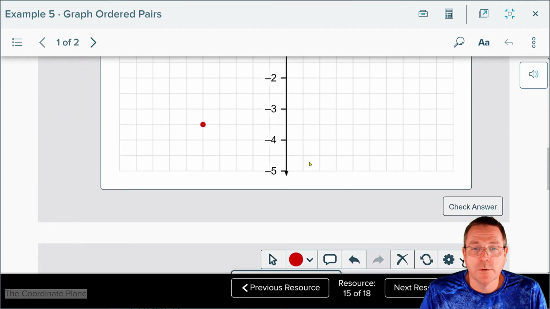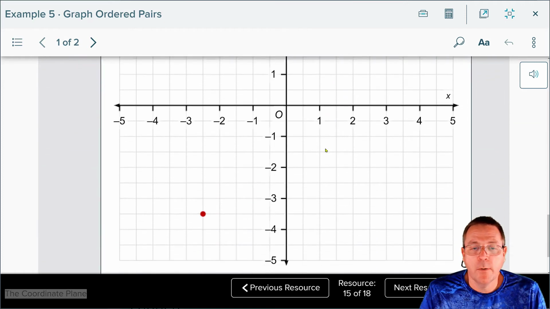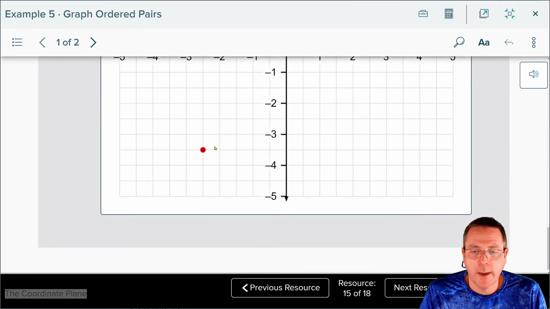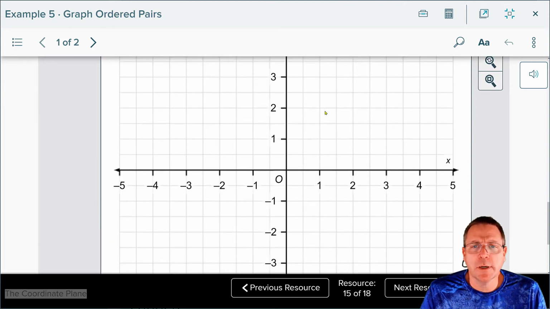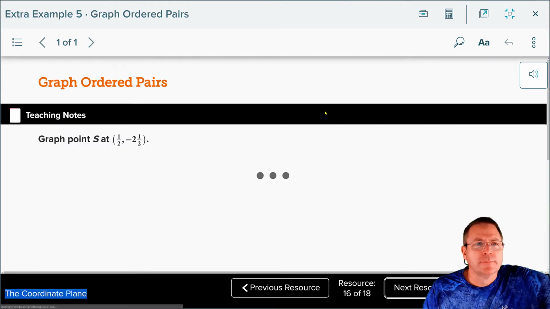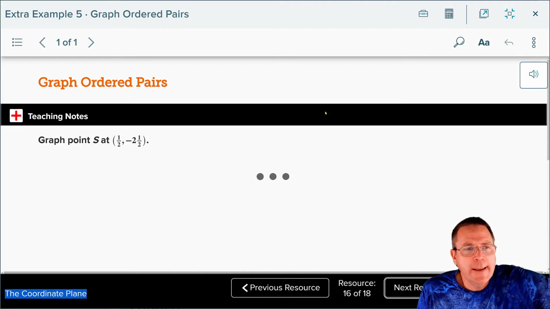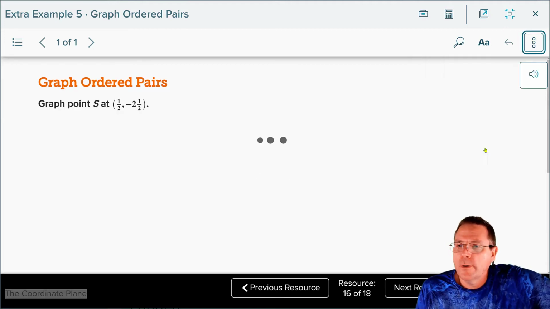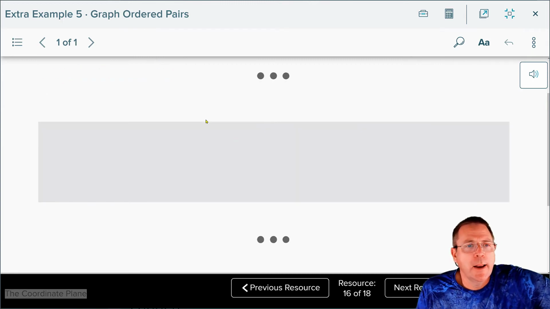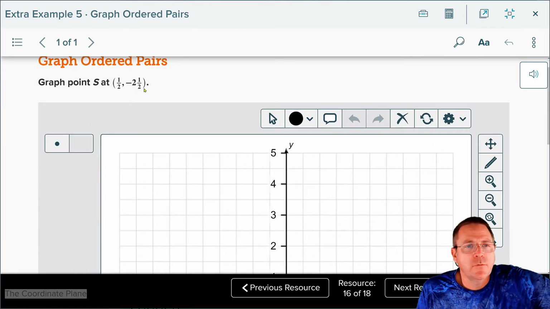I don't know why it was there, but it said I was wrong on that. But when I regraphed it on the second one, everything was good. So obviously the second graph works. And now it's going to be your turn to graph point S on your coordinate plane. Point S is located at 1/2, -2 1/2.